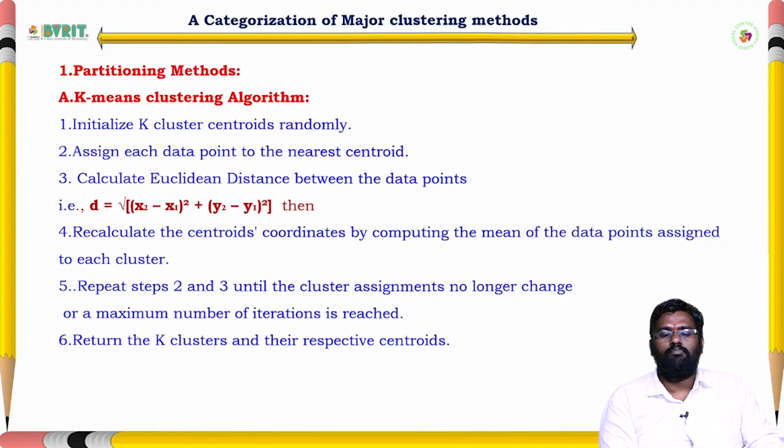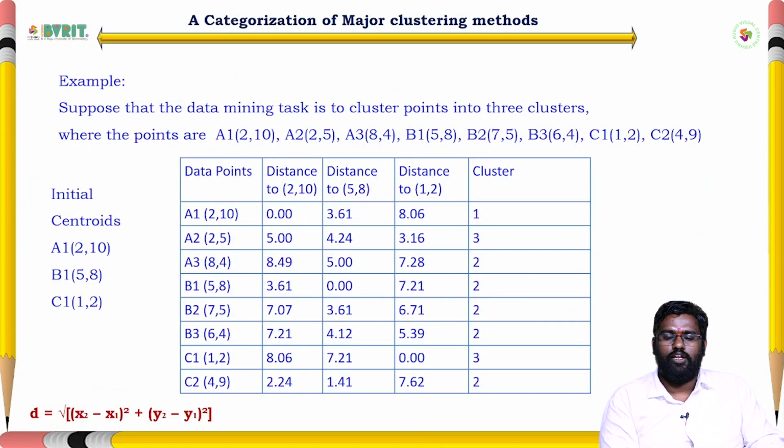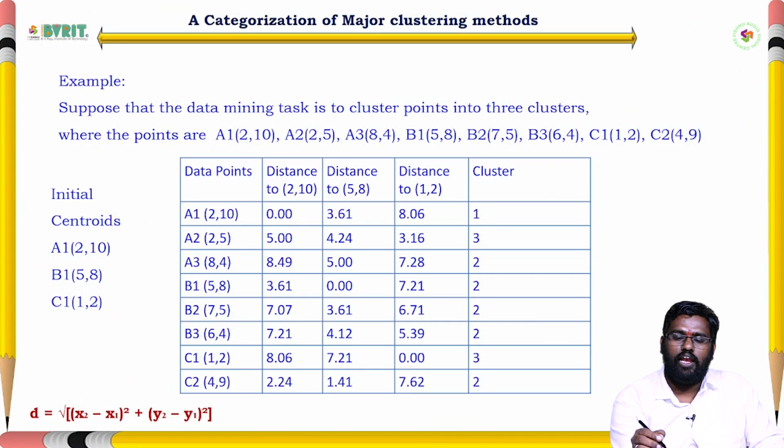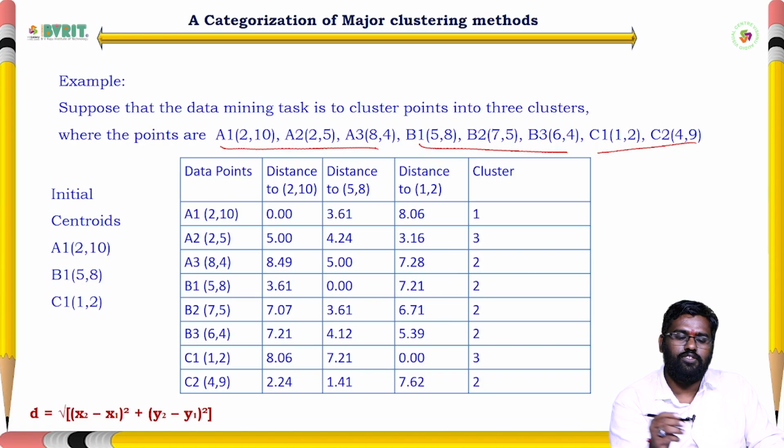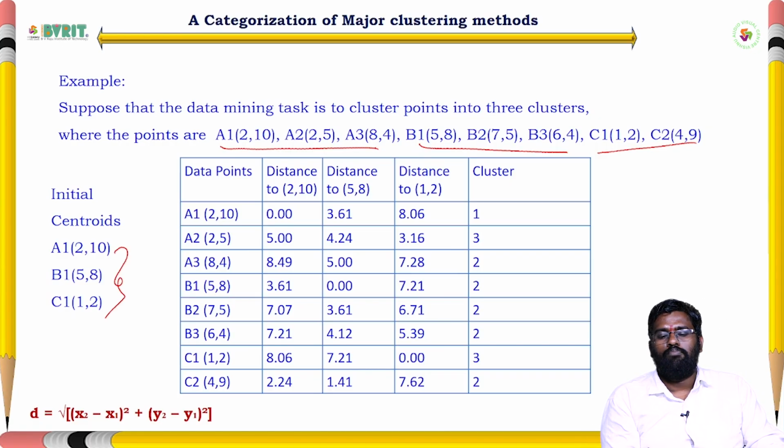Now I have taken one example to understand the K-means algorithm. Let us assume that we are taking 3 clusters. A has 3 points, B has 3 points, and C has 2 points. Since we have 3 clusters, I take one point from each cluster: from A I take A1, from B I take B1, and from C I take C1. Initially, I randomly choose these as the centroid points. Based on that, we need to calculate the distance between the points. Our selected points are (2,10), (5,8) and (1,2).